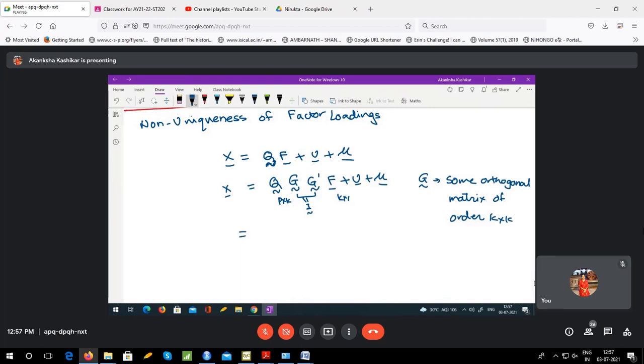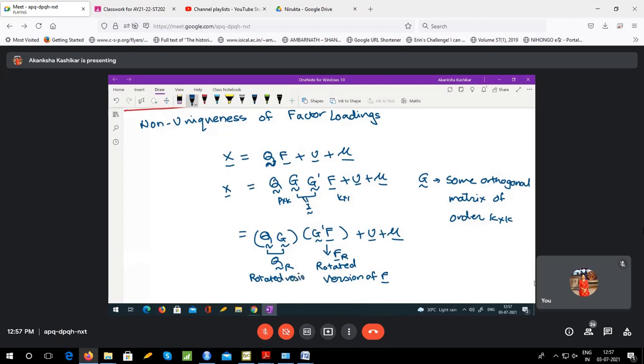And now, see, I can club it in a slightly different way. So I'll take QG as here and then G prime F as here. So this is now a rotated version of the original F. I can call it as F_R, rotated F. And this I will call as Q_R, rotated Q. So rotated version of F, because multiplication by an orthogonal matrix gives rise to rotation.